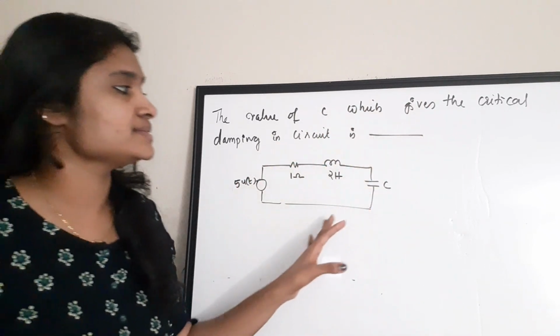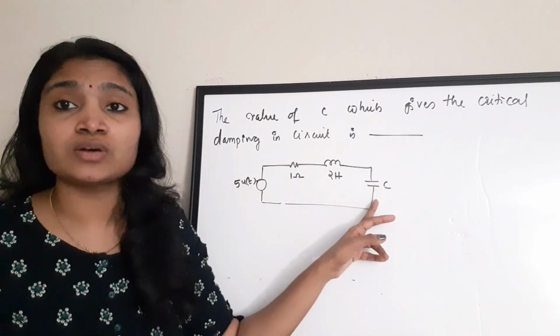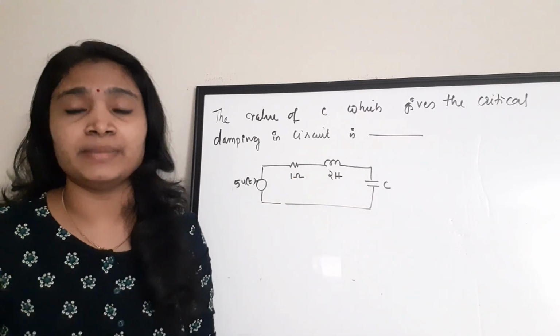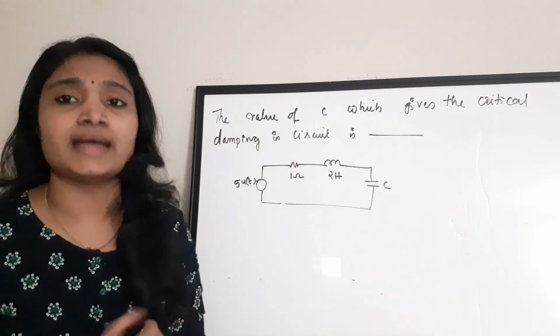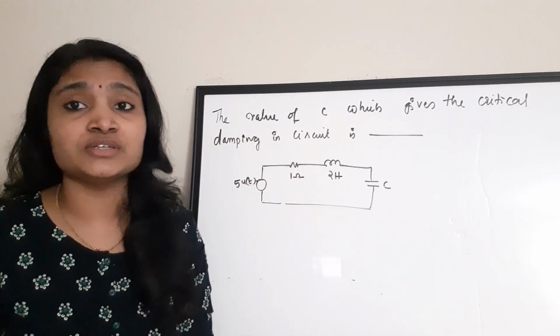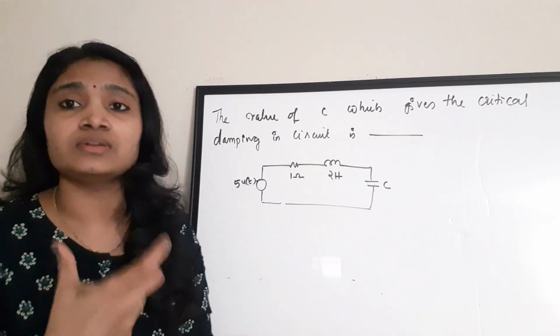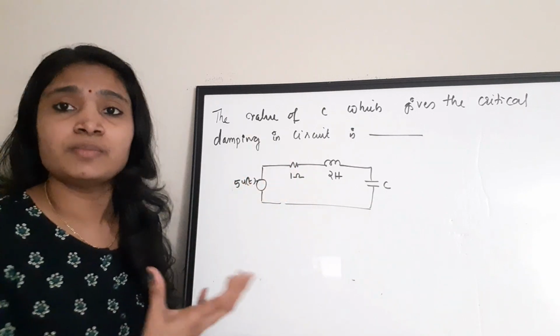Value of C which gives a critical damping in circuit is dash. So, this is a series RLC circuit and you need to find the value of capacitance which will cause critical damping in this circuit. So what is actually damping? Damping means the decay of oscillations of this circuit. When you introduce the resistance component, it will cause the decay of oscillations, so damping is contributed majorly by the resistive component.